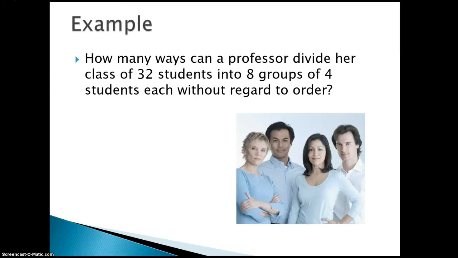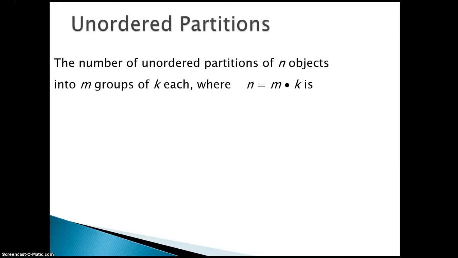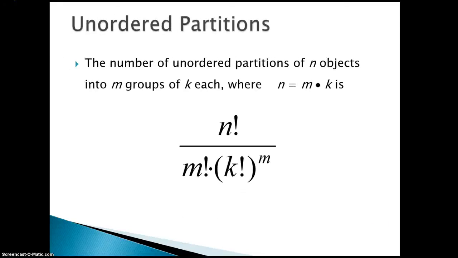Alright, last thing. How many ways can a professor divide her class of 32 students into 8 groups of 4, each without regard to order? So here we've got 32. We're going to use all 32 students, but we're going to put them in groups of 4, and it doesn't matter the order in which they're placed in these groups. To do so, we're going to have to use another formula. This is the unordered partition formula.